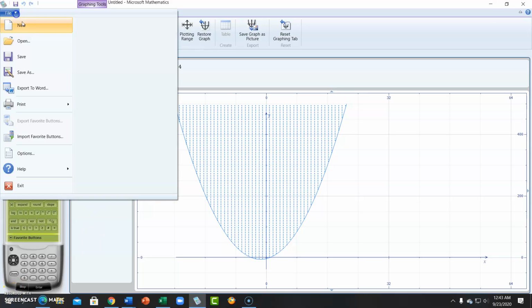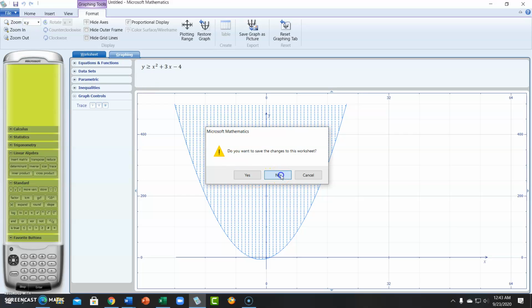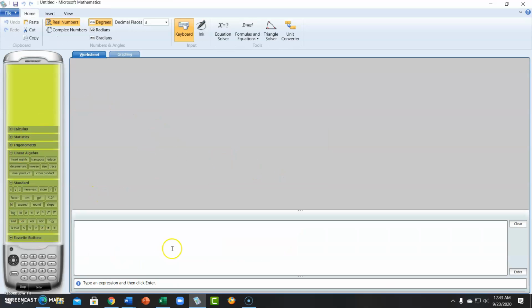Now I'm going to create a new page. No, I don't want to save the changes, so now I have a blank document to work with so I can show you an example problem of how to use Microsoft Mathematics. Now let's say you're a student in a Math 4 classroom. You're dealing with matrices right now. You're learning about addition, subtraction, multiplication of matrices. And let's say you're given matrices A, B, and C, and you're asked to evaluate specific expressions.